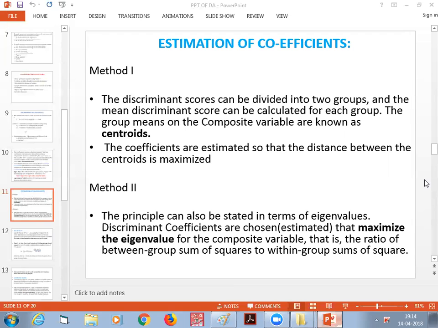So when you maximize the eigenvalue for the composite variable, that is the ratio of the between-group sum of squares to the within-group sum of squares, and through that you estimate B0, B1, etc., that is the second method, maximizing the eigenvalue. Whereas the earlier method was maximizing the distance between the centroids. So two different methods. In SPSS, we have both the methods as options. We can use any method to estimate the parameters of the model.